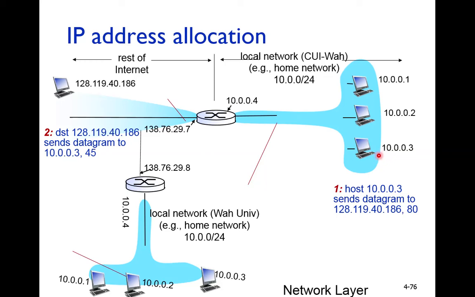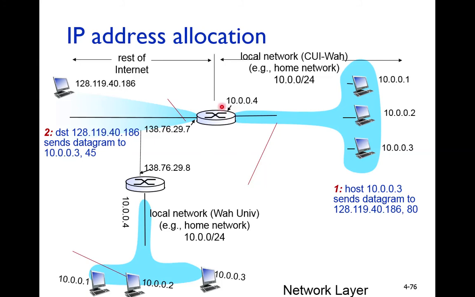So the default gateway is used for this purpose when the host wants to send data to a machine, for example this one, and this host doesn't know where this machine is located, because it is not within its range, its network. So in this case, this host will send data to the default gateway, and the default gateway in this case is this machine.